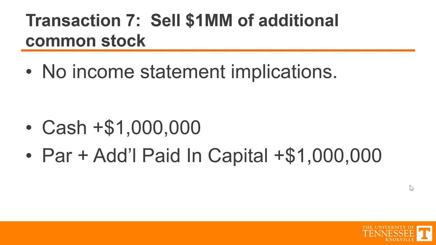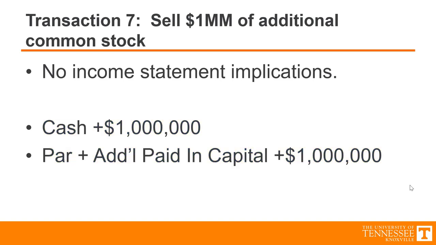Transaction 7 is similar. This time, instead of raising liabilities or raising debt, we're raising equity. So assume that we're selling $1 million of additional common stock. Maybe it's a follow-on offering or something like that. In this case, again, no income statement implications. And on the balance sheet side of things, our cash has gone up by $1 million, so an asset has increased. And in this case, our equity has increased by $1 million. So the par value of the stock plus the additional paid-in capital on that stock will equal the $1 million that we raised.